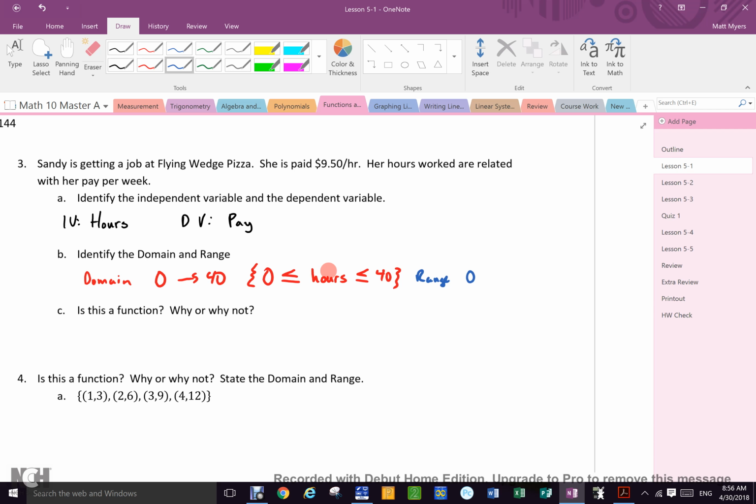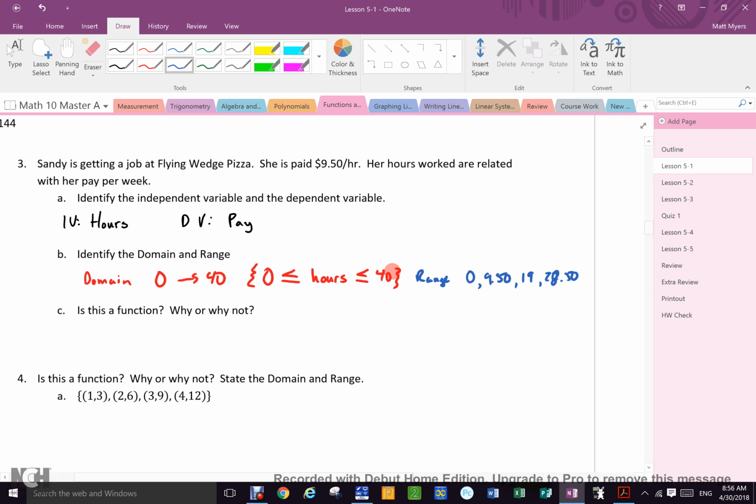Does everybody understand? So her range, we would have to write out each separate amount of money. Does everybody get why? $28.50. Thank you. No, that's fine. Does everybody understand? She's paid per hour. She can work 0 to 40. Everybody cool? Now, is it a function?